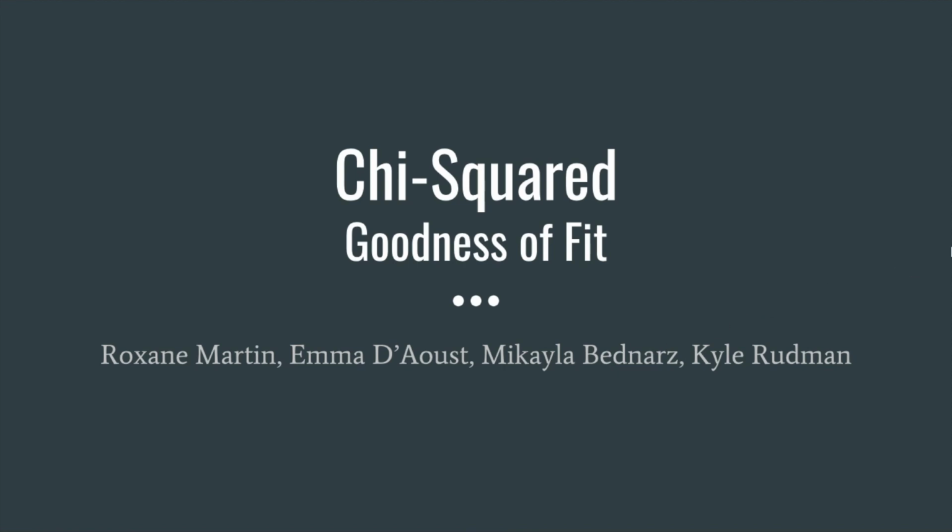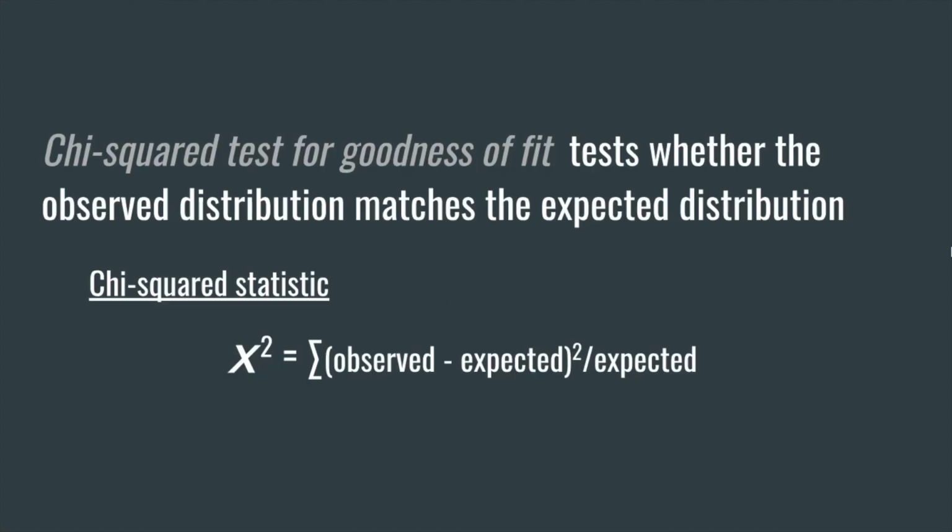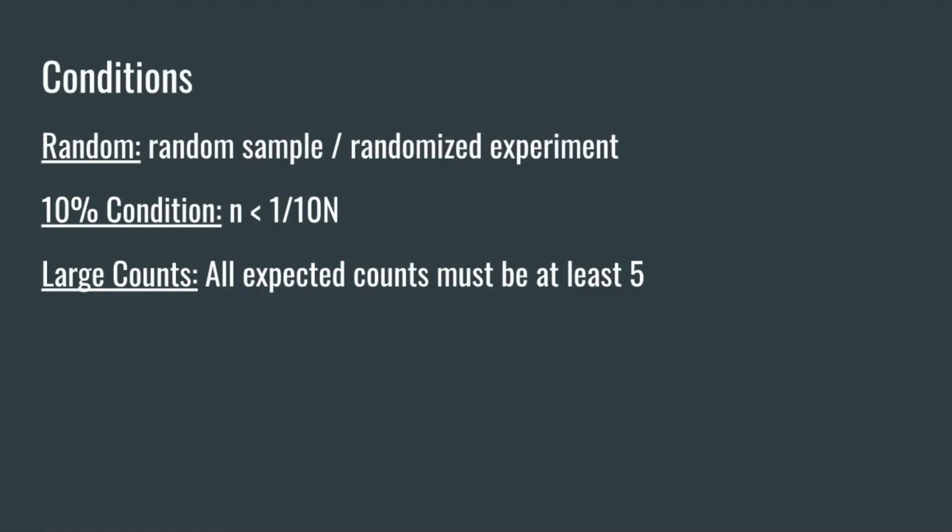I'm Michaela Bednars. I'm Kyle Rudman, and this is the Chi-squared Goodness of Fit. Chi-squared test for goodness of fit tests whether the observed distribution matches the expected distribution. The equation for this is the sum of the observed minus expected squared divided by the expected counts.